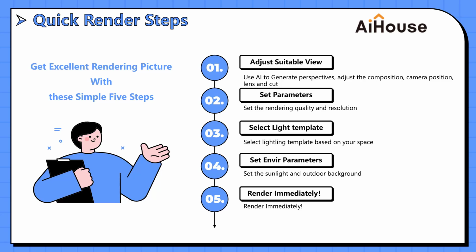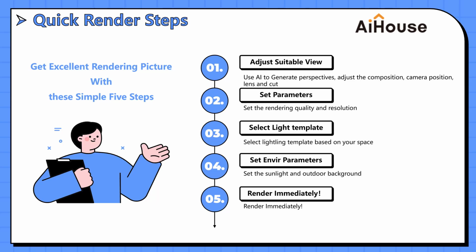First is to get a suitable view. Second, we need to set the parameters. The parameters are related to the rendering quality and resolution. The third is to select the light templates for your space. Four, to set the environment parameters such as the sunlight, outdoor background, and ambient lights. The fifth is to get our rendering, or even beautify our pictures.